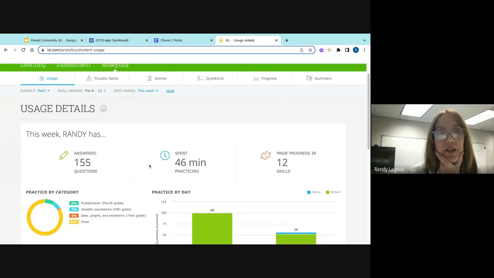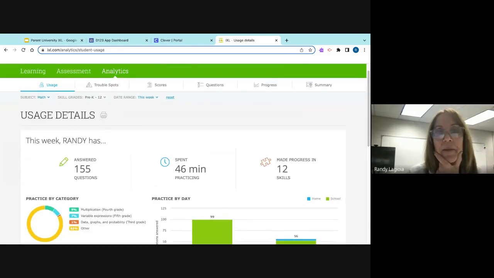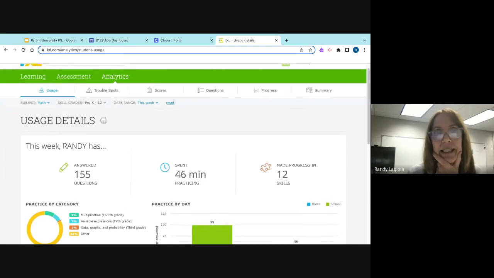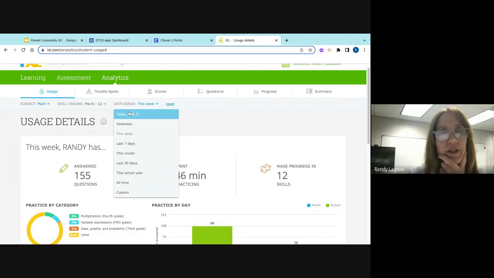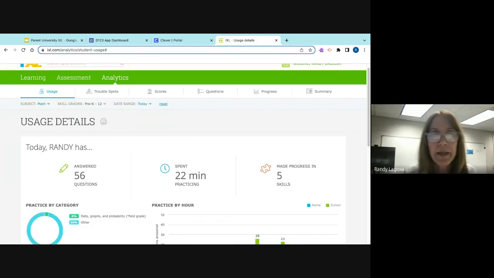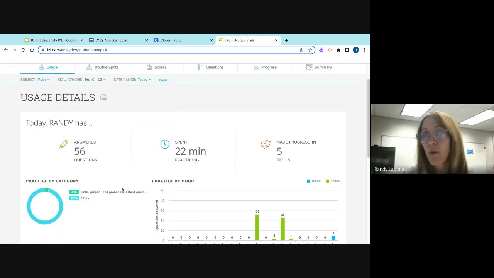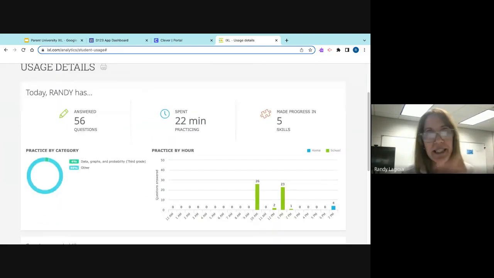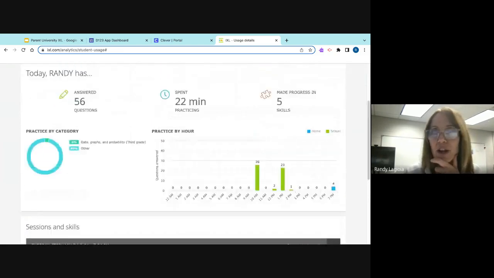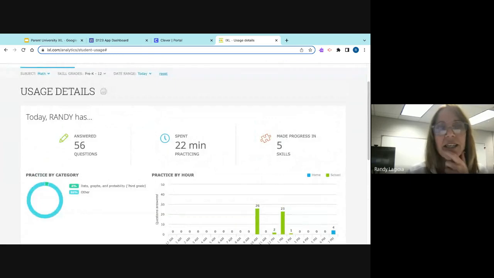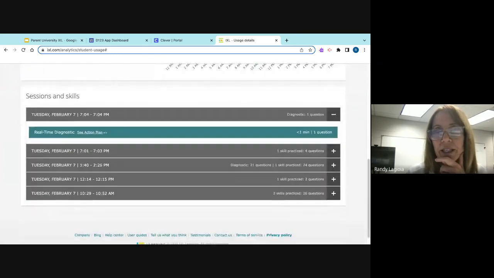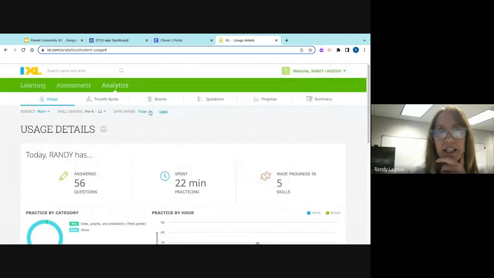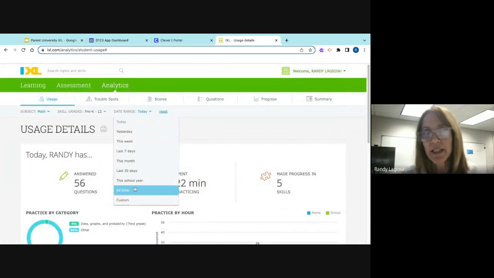Okay, this allows you to see how many questions were answered, the practice, and you can change the range. Maybe you saw your child working on IXL for 20 minutes and you want to look at this with your child and talk about the successes and challenges. So you can see this by this usage detail. It gives you information. You can set it to the week. You can set it to since the start of the school year.